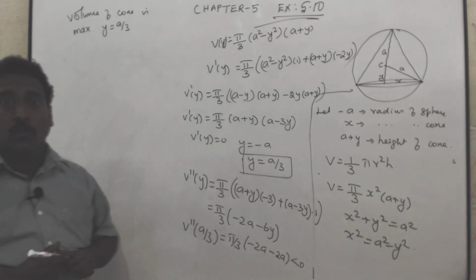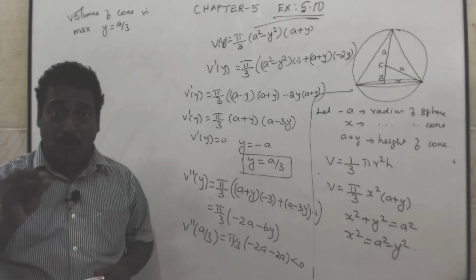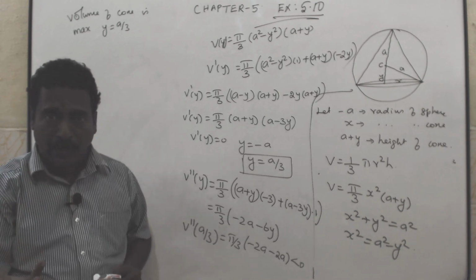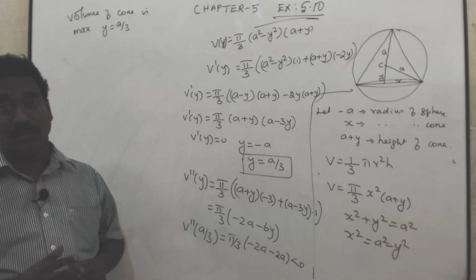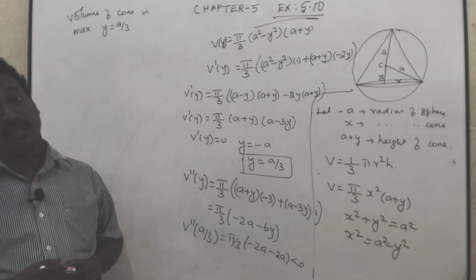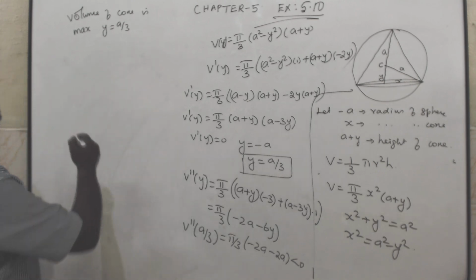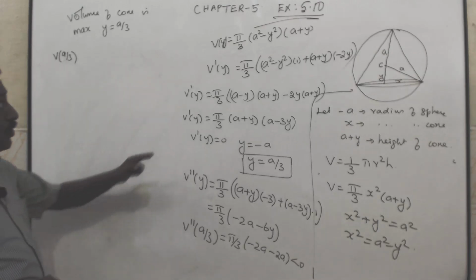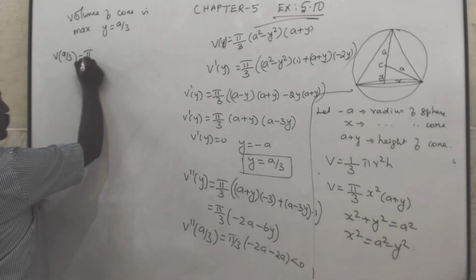But what do we have to prove? The maximum value of y is not asked. You have to prove that the volume of the cone equals 8 by 27 of the volume of the sphere. The volume of the cone should be 8 by 27 times the volume of the sphere, and we have to prove this. So, the volume of the cone is V of a by 3. Which one is the volume of the cone? V of y, pi by 3.